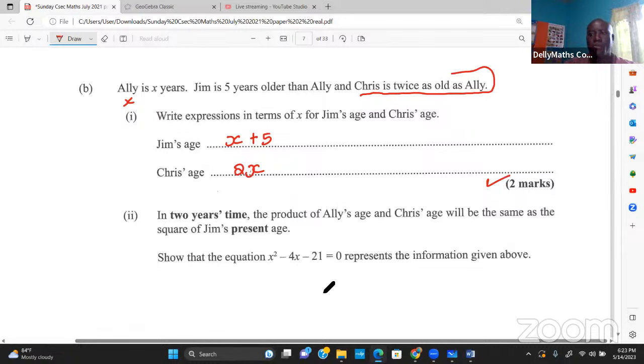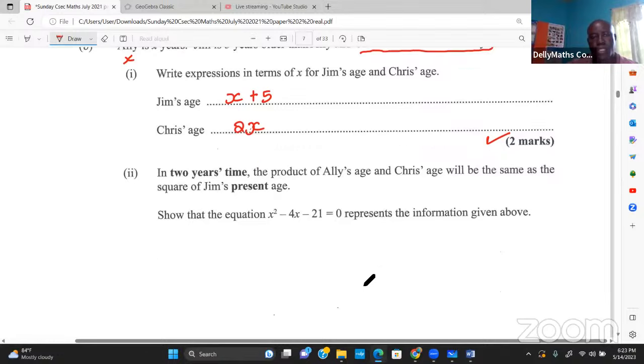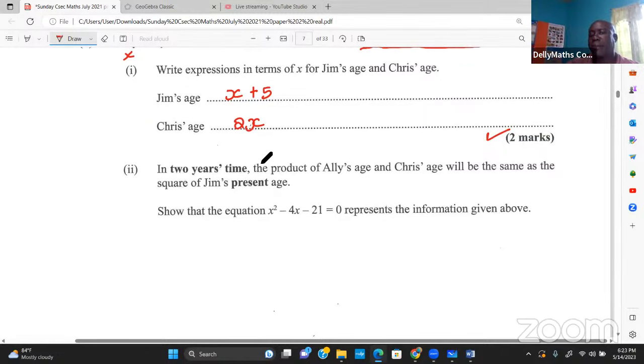All right, moving forward. Now, in 2 years' time, the product of Ali's age and Chris' age will be the same as the square of Jim's present age. All right. So now, follow. And they want us to show that x squared minus 4x minus 21 is 0. Represent the following information given.